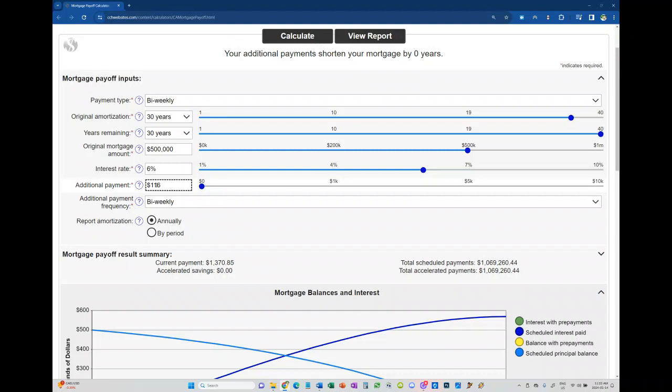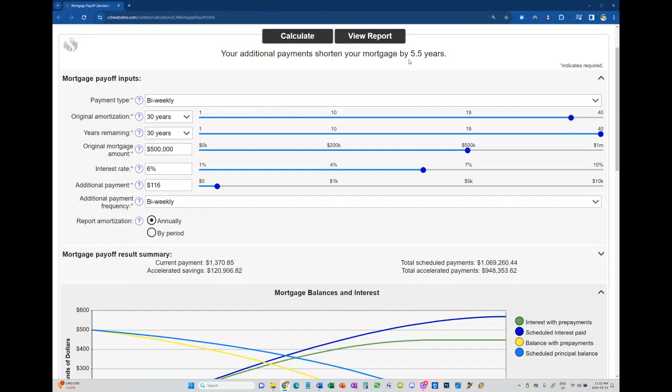$116, and my apologies, but the calculator will only allow me to do whole dollars. It doesn't let me enter in extra cents. So we'll just say $116 every 2 weeks as extra. And when I do that, if I look up here, you'll notice it says that it shortens my mortgage by 5.5 years. Well, that's pretty cool.